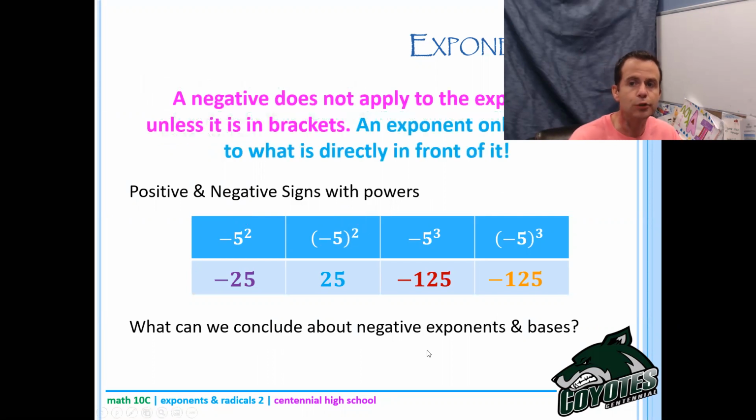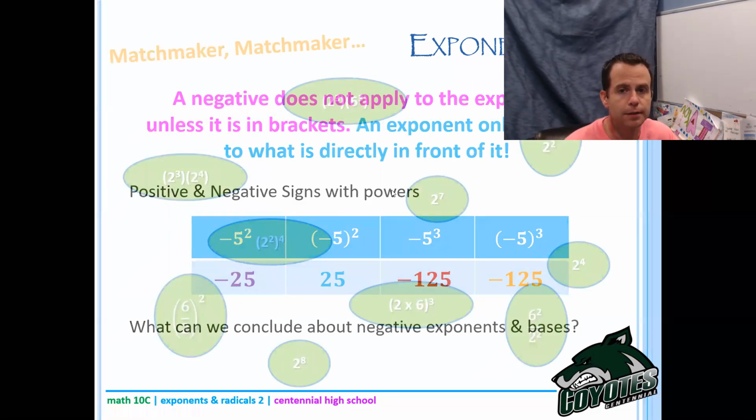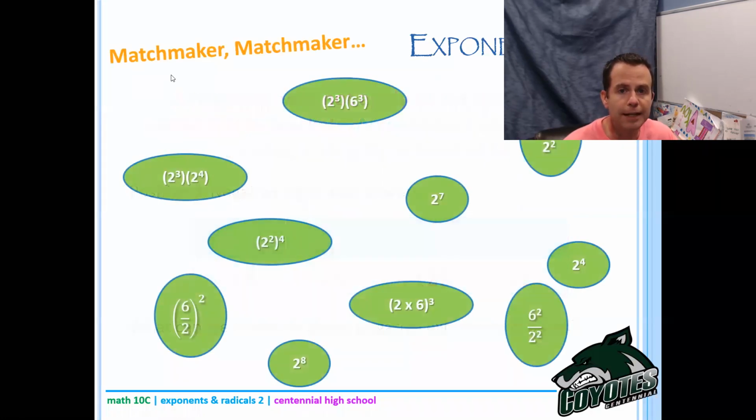A negative does not apply to the exponent unless it's in brackets, okay? An exponent only applies to what is directly in front of it. All right, we're going to play a little matching game. Maybe give me a pause for a sec and see if you can match some of these together, okay?